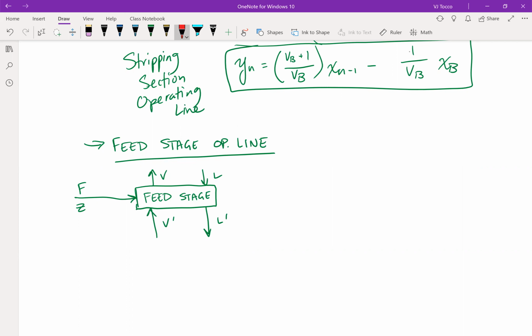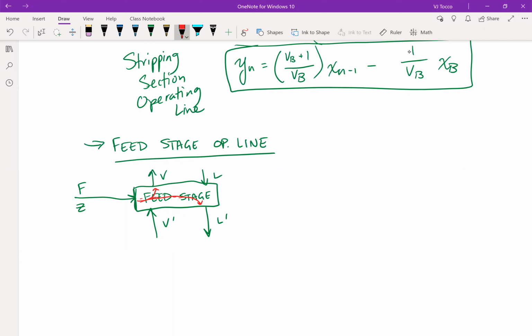So what I like to envision happening here is if we have a feed that is all saturated liquid, it's going to come in and go straight to the liquid side to combine with L to make L prime. In contrast, if it's a vapor, oops, I messed that up. If it's vapor, it's going to come into this feed stage and go straight up towards the vapor. Or if it's a combination of both, it can do that as well.